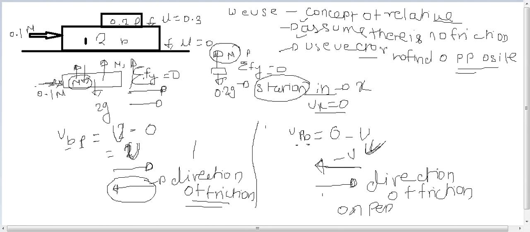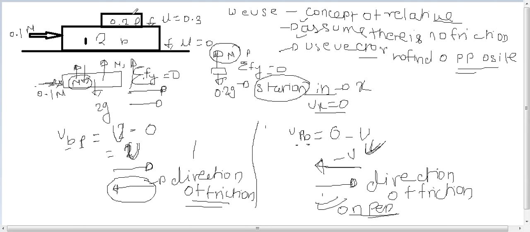Now question is, who had applied this force on the pen? The block of mass 2 kg has applied. And who has applied this? The block of mass 1 kg. Okay guys, so these are the simple ones, you should do it by yourself.